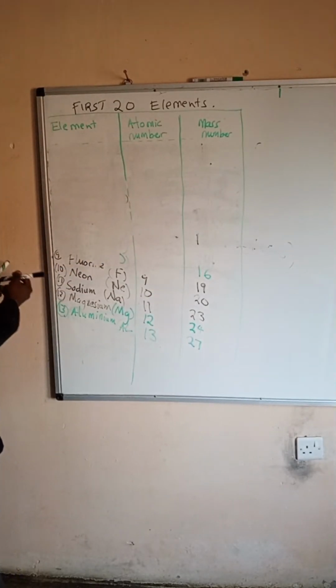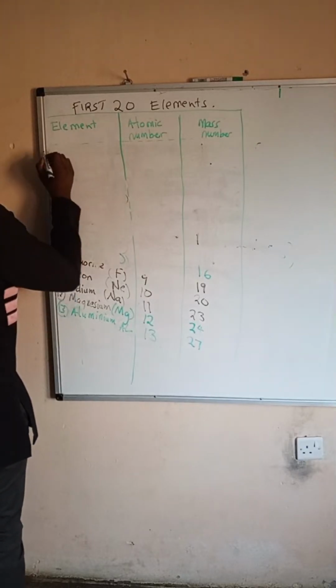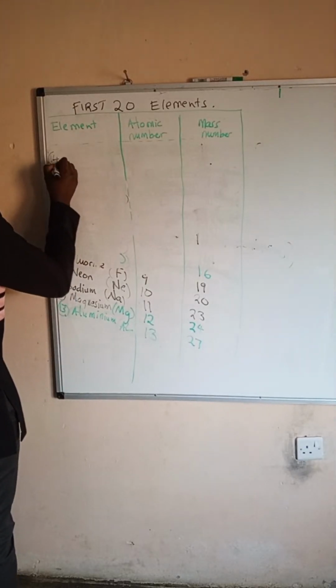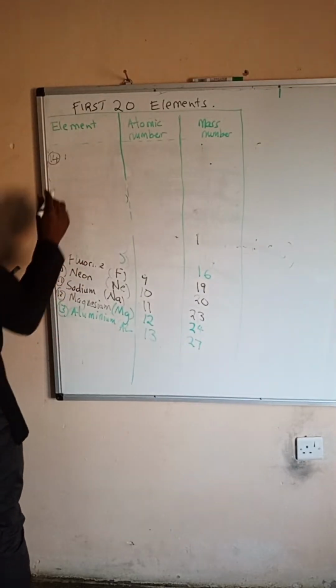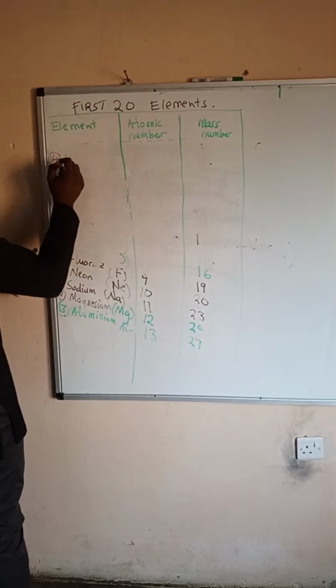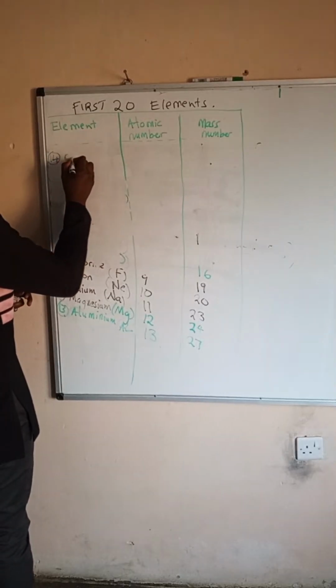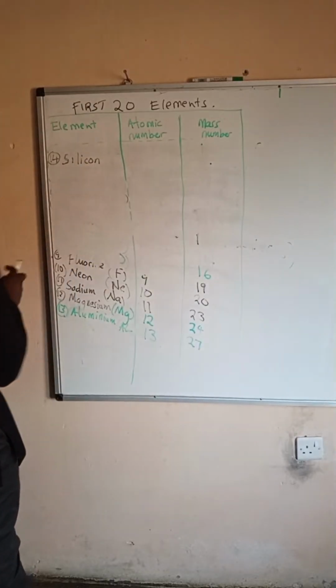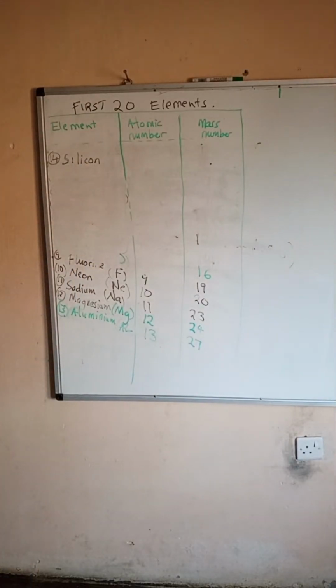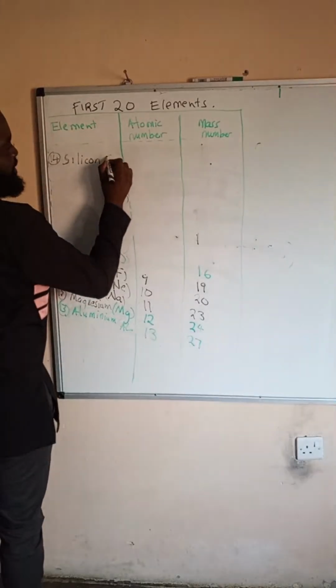Okay, so 13 is aluminium, guys. 14 is silicon. Silicon. We hope this marker does not end. We need to finish up to 20. I hope it will be visible. Silicon, it is Si.